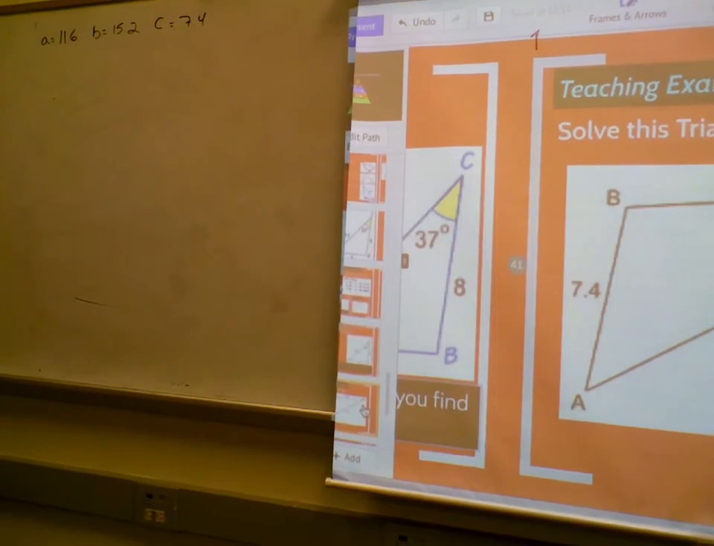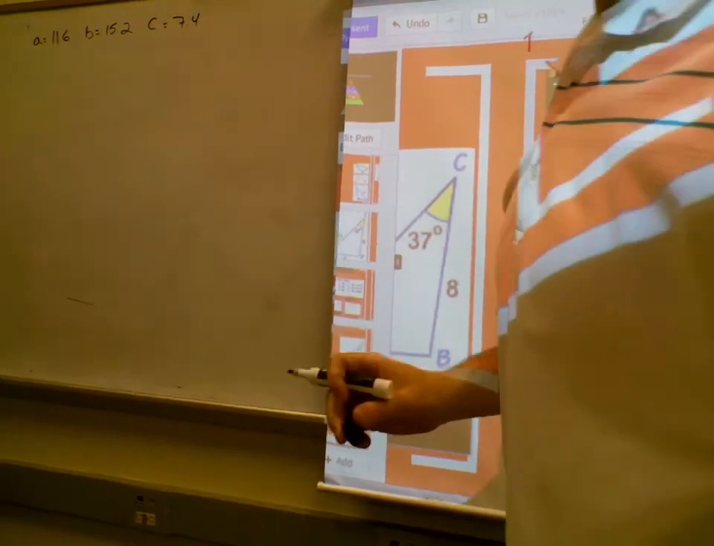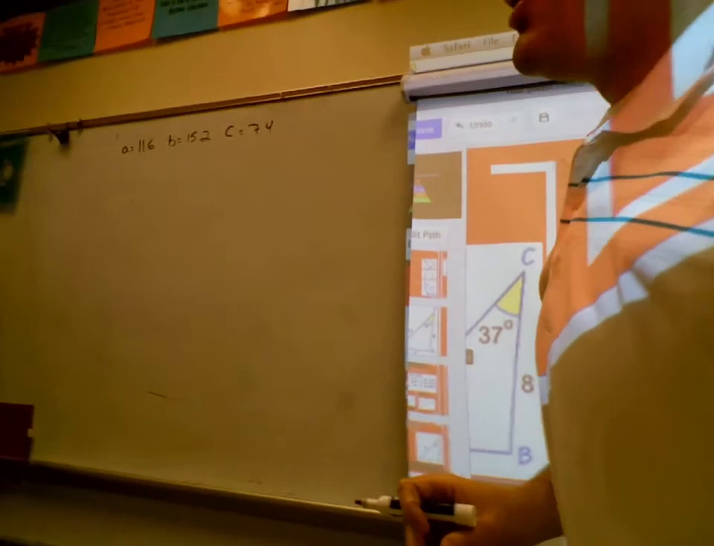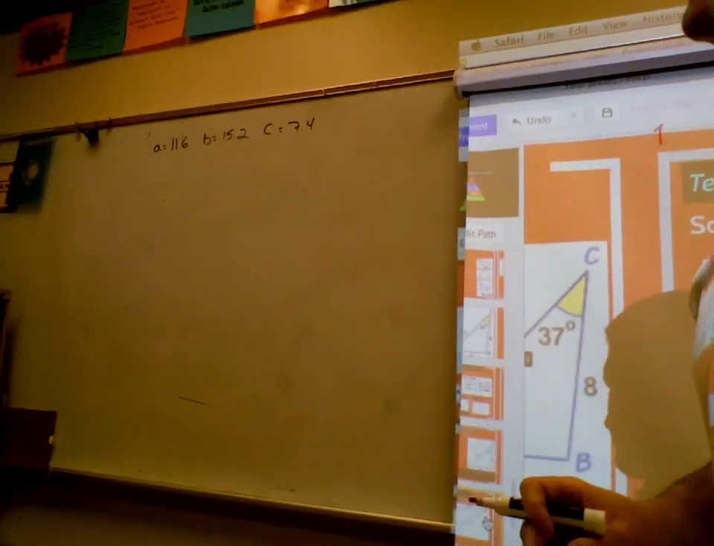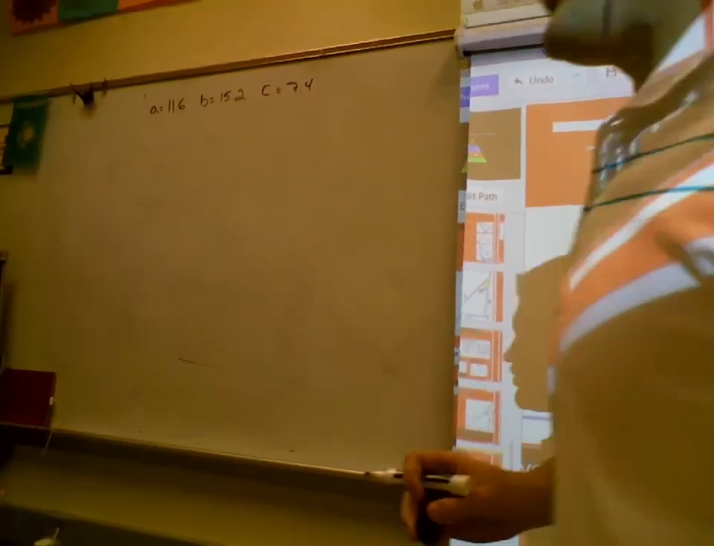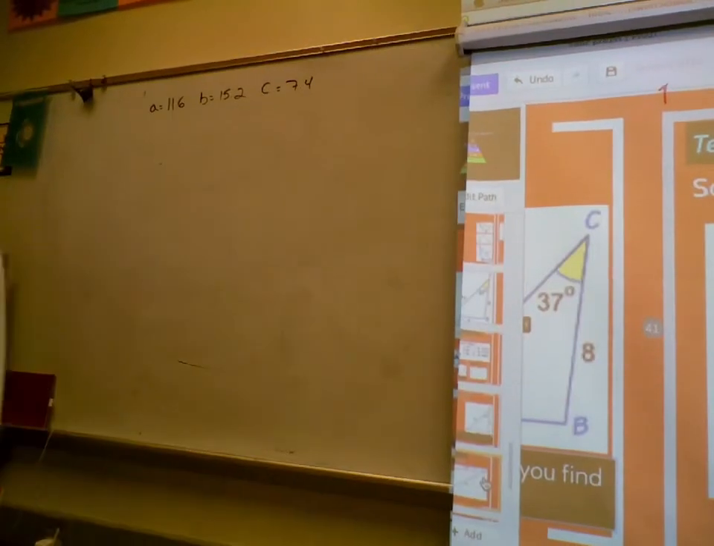Okay. So, if I'm going to use law of cosines now, first off, they don't tell me which angle to solve for. They just said solve the triangle. So that means I need to find everything. I need to find all 3 angles. Does it matter which one I find first? No. So which one do you guys want to find first? A. You want to find A first?